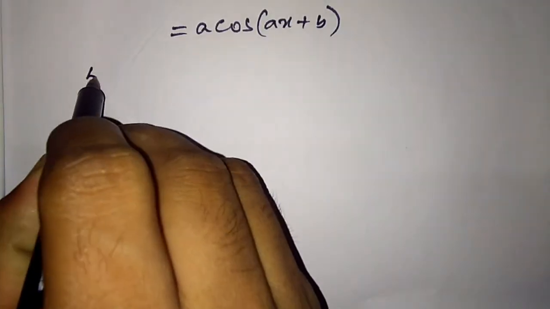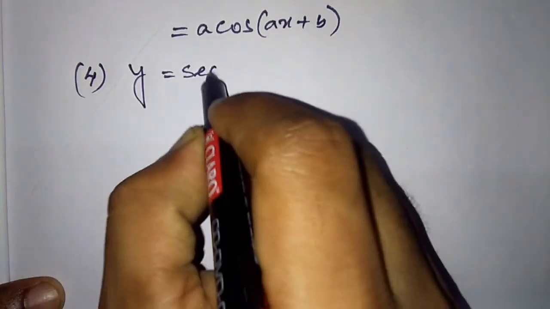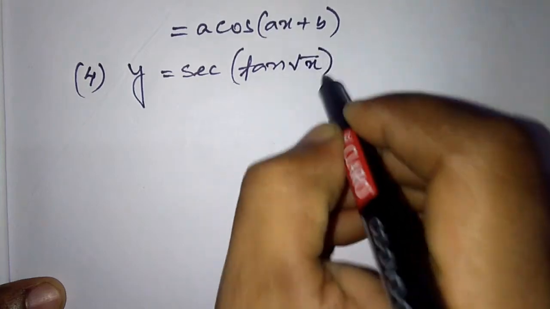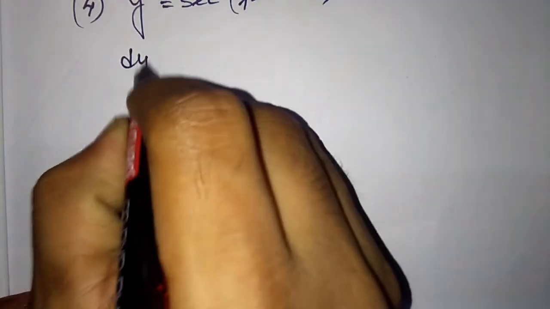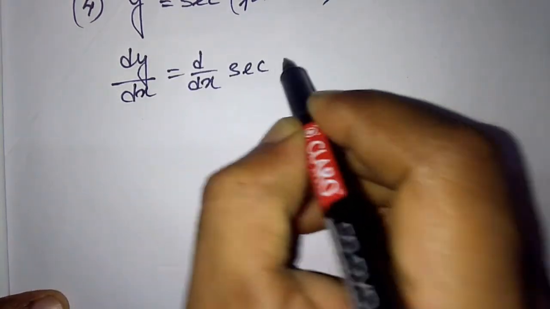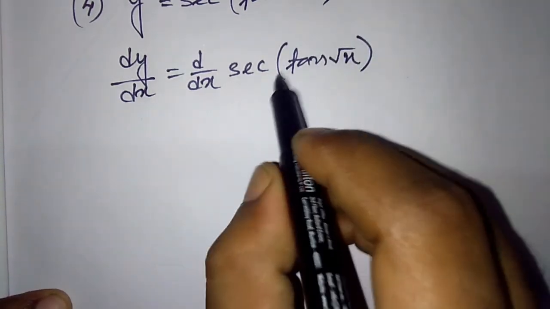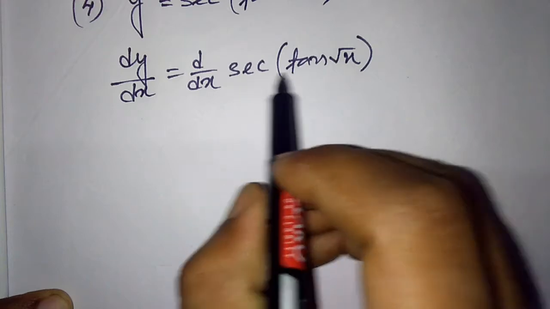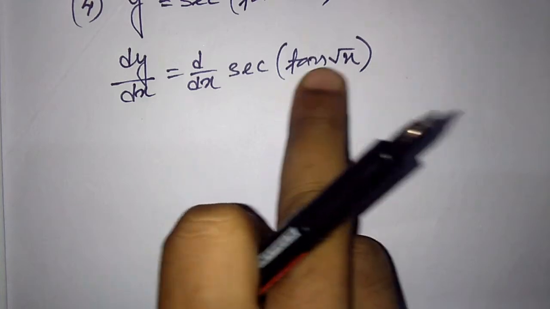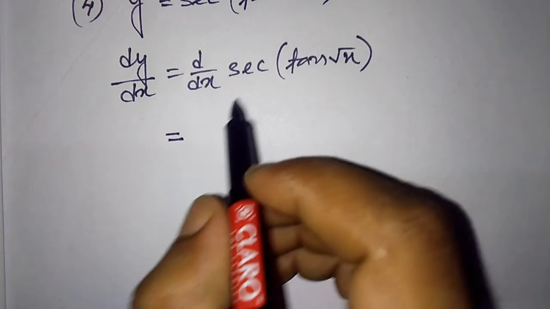Now for question number 4, which is y is equal to sec(tan root x). Similarly, dy/dx is d/dx of sec(tan root x). Here you see the composition of three functions. One is sec x, second one tan x, and third one is root x. So similarly, we differentiate this function.